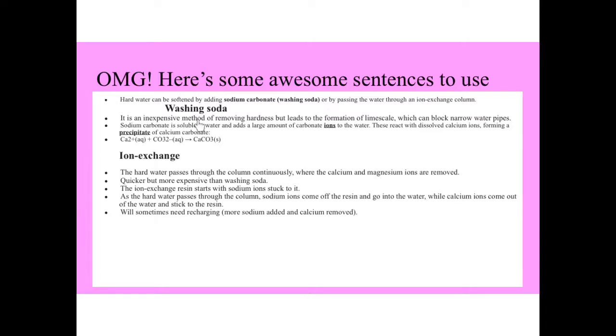So washing soda is inexpensive. You can buy it in Home Bargains, B&M, like 99p, and it leads to the formation of limescale, okay, which can block narrow pipes. Sodium carbonate is soluble in water and adds a large amount of carbonate ions to the water. These react with the dissolved calcium ions, forming a precipitate of calcium carbonate. So what you essentially have is Na2CO3. That splits up into Na plus and CO3 2 minus, and then your calcium ions floating around in the hard water then bind to that carbonate, forming calcium carbonate, and then they get taken out.